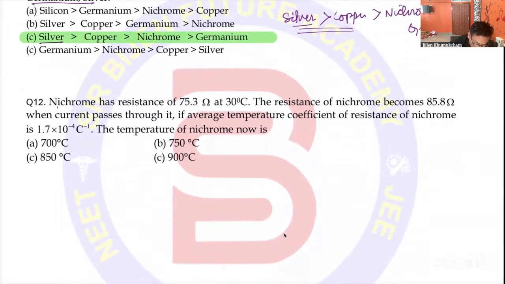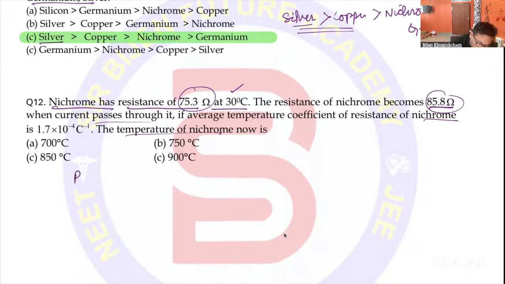Next, nichrome has a resistance of 75.3 ohm at 30 degrees Celsius. The resistance of the nichrome becomes 85.8 ohm when current passes through it. If the average temperature coefficient of resistance of nichrome is this, find the temperature of the nichrome now. Initially, at 30 degrees Celsius, the resistance was 75.3. As current flows, the wire will become heated, and as the temperature increases, its resistance also increases. They are asking to find the temperature at the point when its resistance becomes 85.8.